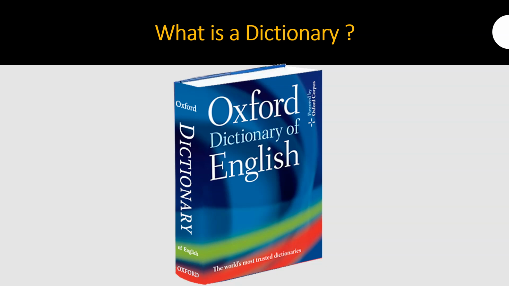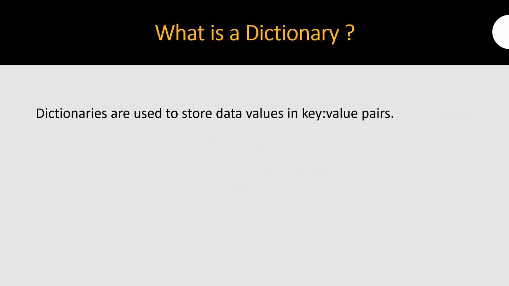Now words cannot repeat. Usually all the words are unique and the meaning can be the same. Same thing in programming. In programming, a dictionary is a key value pair where keys are unique and values can be duplicate. So in Python, dictionaries are used to store data values in key value pairs.